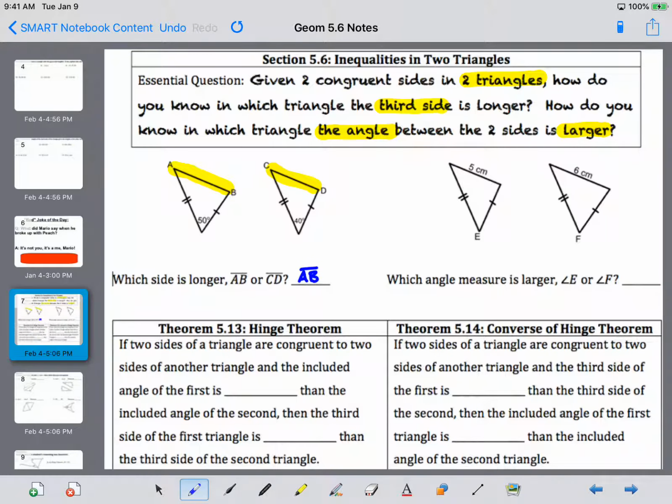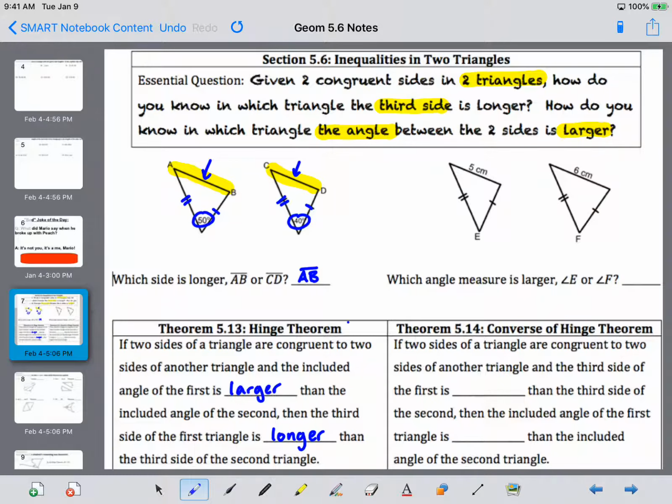Okay, and that actually leads us to our first theorem. If two sides of a triangle are congruent to two sides of another triangle, so notice this side and this side are congruent to these two sides here, and the included angle of the first is larger, so you can see that this angle, 50 degrees, is larger than 40 degrees, then the third side of the first triangle is longer. So we could see that this side AB was longer than this side CD.